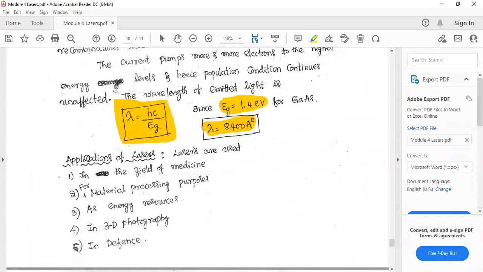I have also listed out a few of the applications. Lasers are used in medicinal applications, and they are also used in material processing, for removal of impurities. Lasers are also used as energy resources. For 3D photography, lasers are used, and in defense also. I will explain two of the applications of laser, that is pathfinder in defense, as well as skin treatment using laser and eye treatment using laser in the next class.